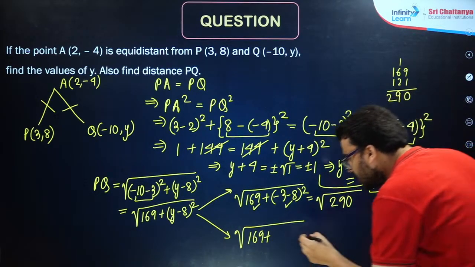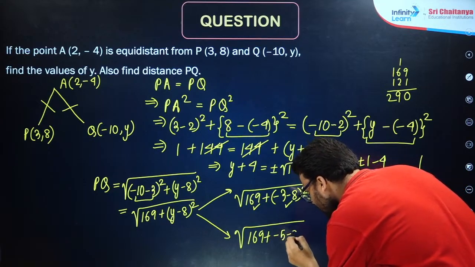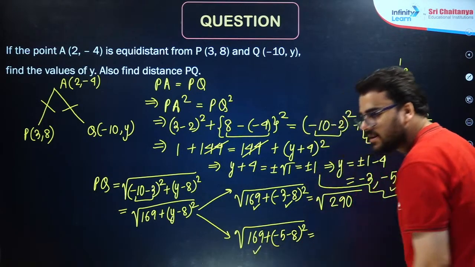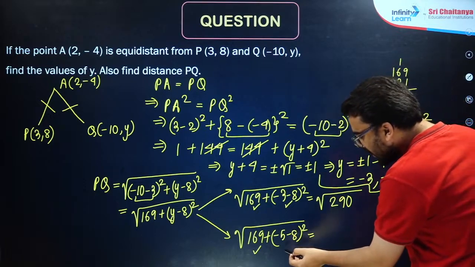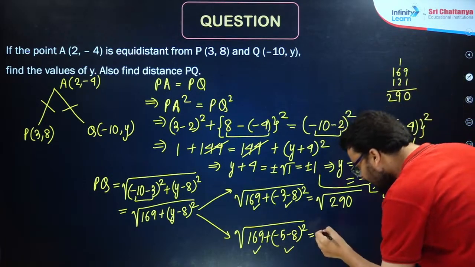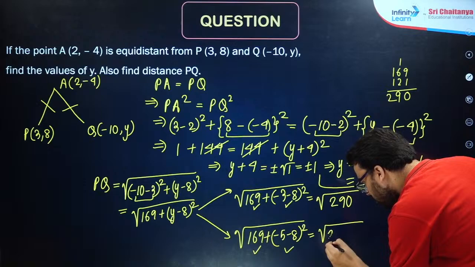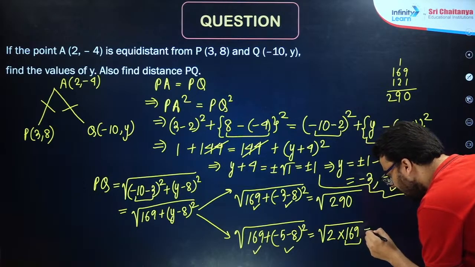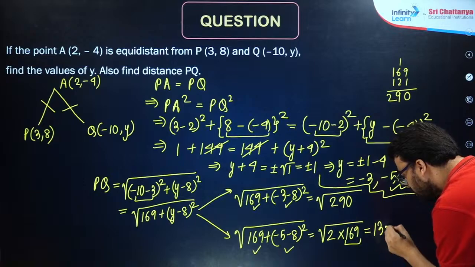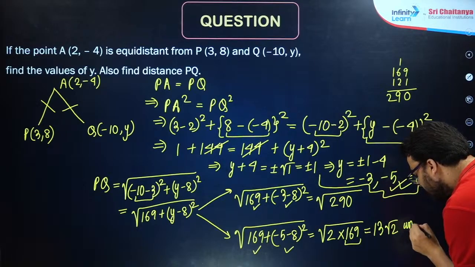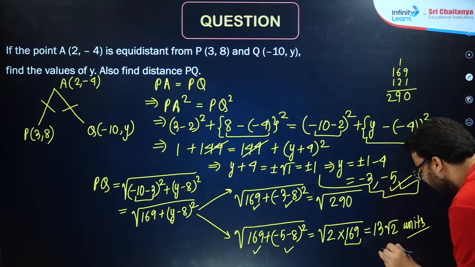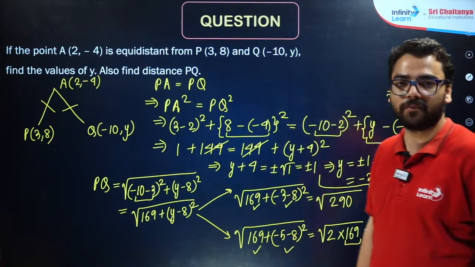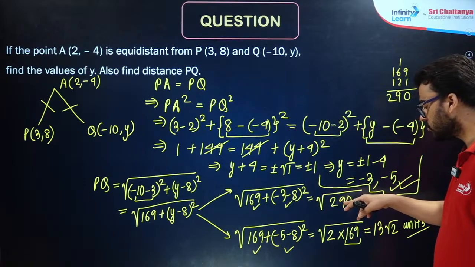The second value will be square root of 169 plus the other value of y over here, minus 5. So minus 5 minus 8 the whole square. So you see this is basically 169, and this is also minus 13 square, that is also 169. So it is basically 2 times 169, and 169 is 13 square. So you'll get 13 root 2 units. So this is the second possibility for the value of PQ, and the first possibility is square root of 290.